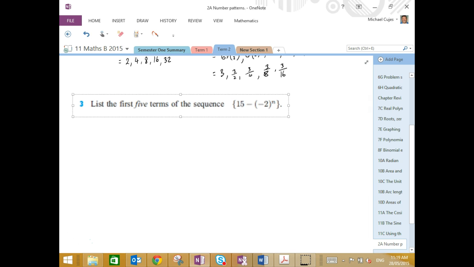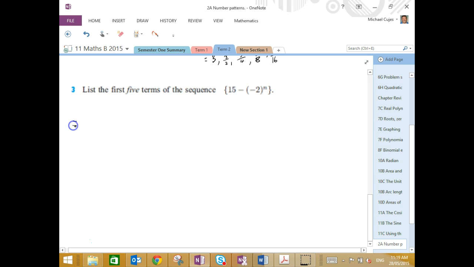So I would start off by just listing them with the number 1 in the first term, number 2 in the second term, and go like that. So there's 1, 15 minus negative 2 to the power of 2. 15 minus negative 2 to the power of 3. 15 minus negative 2 to the power of 4. 15 minus negative 2 to the power of 5.